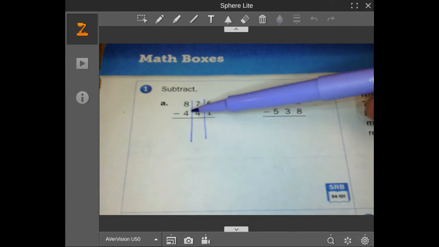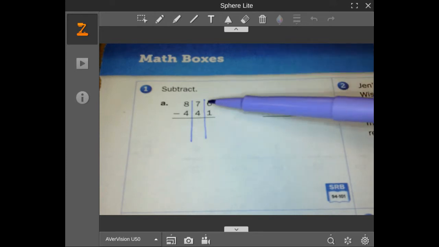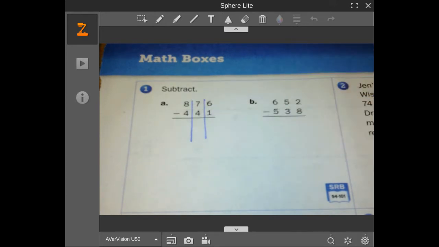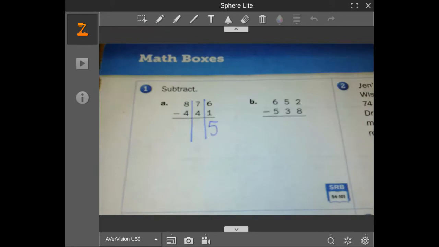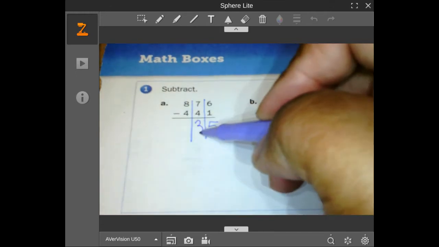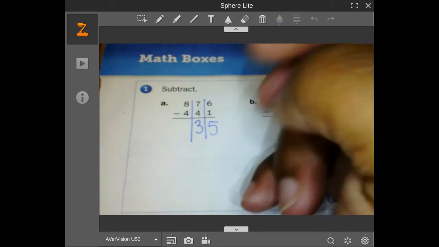876 minus 441. Starting with the ones, 6 minus 1 equals, well, 6 is greater than 1, so we do not have to regroup or trade. So we can just subtract 1 from 6. 6 minus 1 equals 5. 7 minus 4. Again, the highest number is on top. The largest number in the number line is on top. So 7 minus 4, we do not have to regroup or trade, equals 3. 8 minus 4 equals 4.